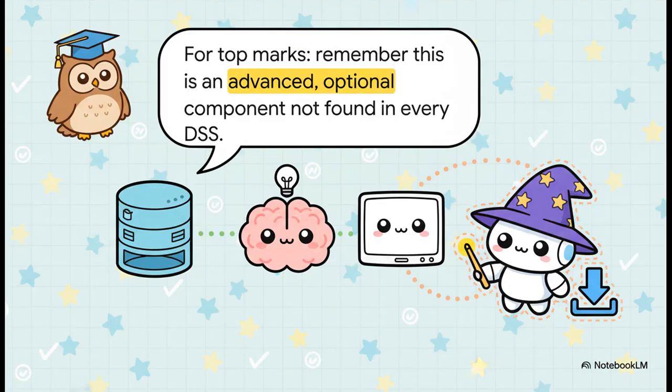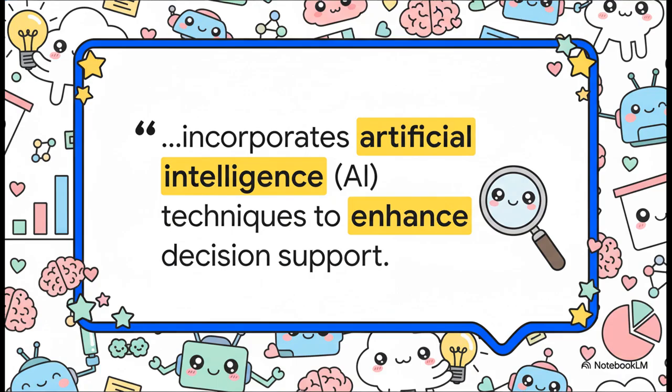Okay, and here's a little detail that will really make your exam answers stand out from the crowd. It is absolutely crucial to remember that this component is basically an optional upgrade. It's an advanced feature, and you won't find it in every single DSS out there. That's a top-tier point to make. Because this is where we officially bring artificial intelligence into the conversation. The knowledge-based component uses AI techniques to add a layer of actual human-like expertise right on top of all the data and the mathematical models we talked about earlier.